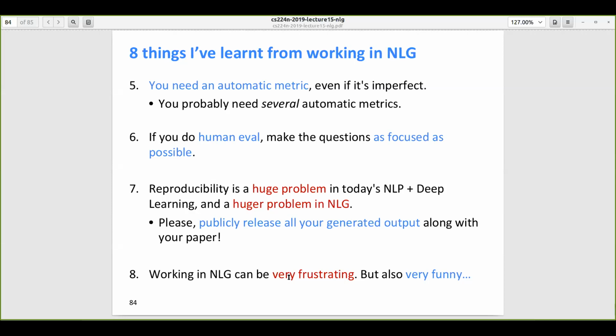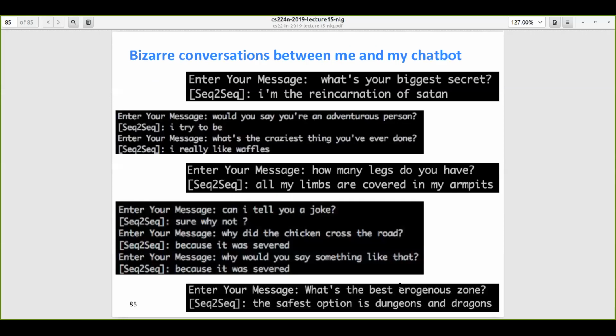Working in NLG can be very frustrating, but it is also very funny. That's very true, because if you happen to work on any sort of dialogue systems, there are some unexpected outputs that you get which would definitely make you giggle. And this slide was shown at the end of the lecture, and you can hear people laughing and giggling towards the end of the lecture. You can go through the slides, and we still have like 4 minutes left.